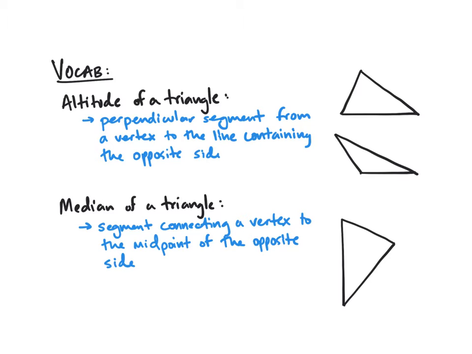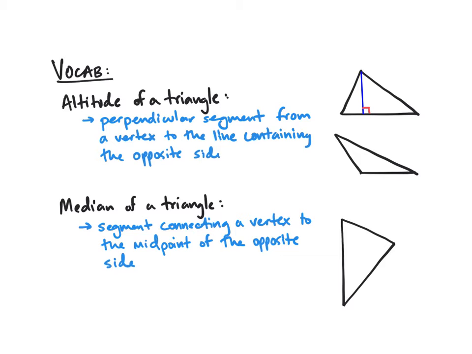So for instance, something that would not be an altitude would be a segment that does something like this. Because that segment is not going over and making a right angle here. It's making an acute angle and then an obtuse angle on the other side. So that's not going to be an altitude. What an altitude would look like is this segment that's going to come straight down. Let me try that again. Let me try and get a little bit more on that vertex. It's going to come straight down here and make this right angle right here. Okay, so that would be an altitude of that triangle.